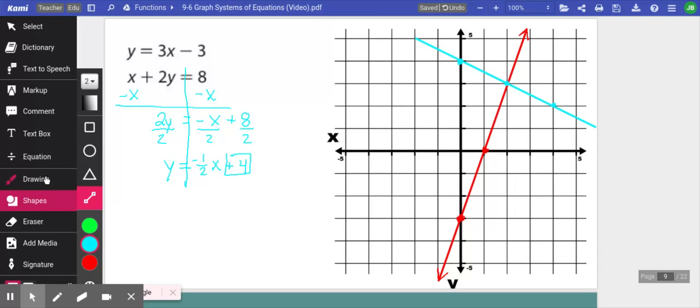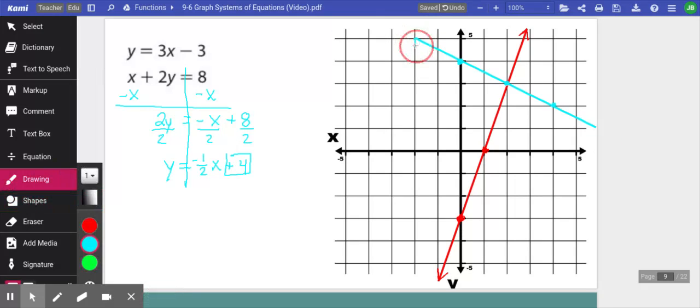And let's always include our arrows. I know. You guys are going to get sick of me saying that. That's the last time I'll say it, I promise. I hope. And I'm going to circle this because that is our solution.